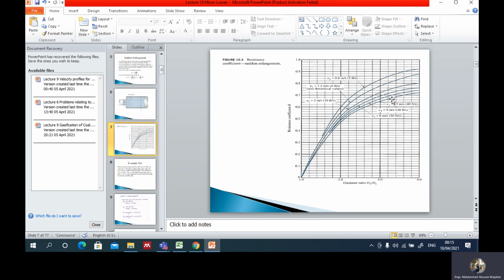The bottom one is 12 meter per second, 9 meter per second, 6 meter per second, 3 meter per second, 1.2 meter per second, and 0.6 meter per second. So it is showing that this parameter, the resistance coefficient K, depends upon two things. One is the diameter ratio, d2 upon d1, of the larger pipe to the smaller pipe. Other is the velocity of the smaller pipe. Because you can see over here, all these velocities are u1, which means that the small pipe is the dominating feature in this velocity.